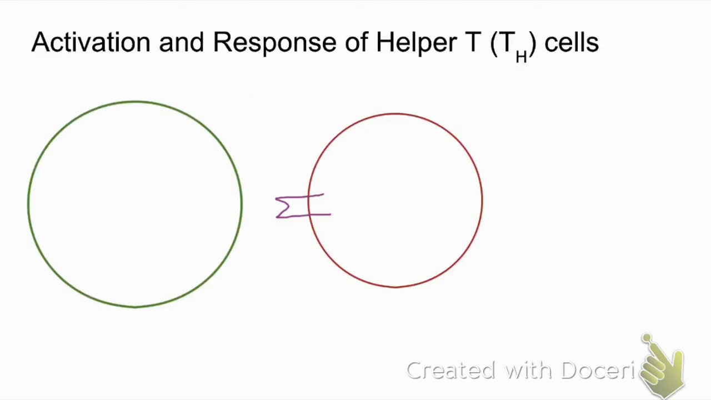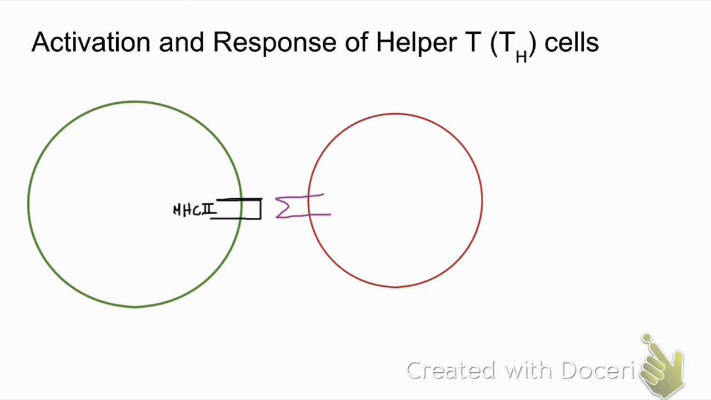Let's now dive into how T helper cells are activated, and we're also going to talk about their response or their function after their activation. In green is a professional antigen presenting cell, and in red is our T helper cell, and purple here is our T cell receptor. Now, we've already defined that T helper cells will respond or interact with epitopes that are presented on the surface of MHC2. And we've already described how MHC2 is only found on professional antigen presenting cells.